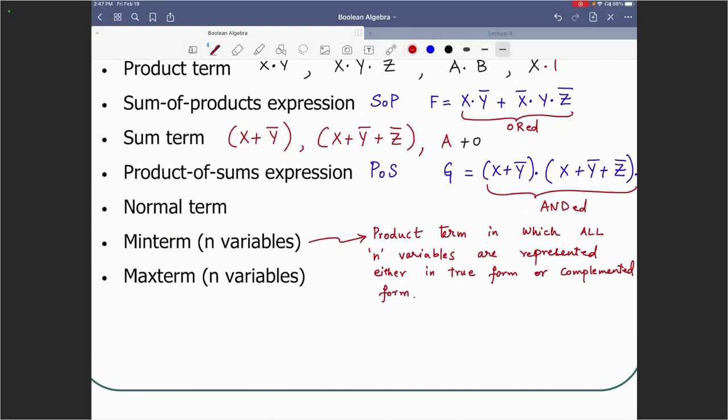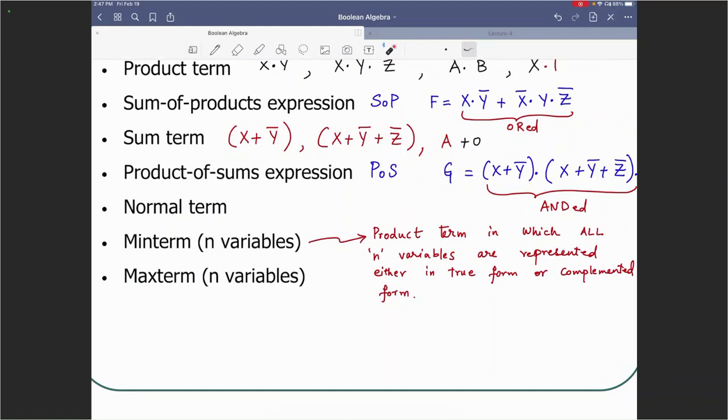So for CSoP, all terms are minterms. You got it. That's exactly how we are going to define it. We are going to say a canonical sum of products expression is a sum of minterms. That's it. All right, so it's a product term in which all n variables are represented, which also means that I need to know what are all the variables involved in my logic function, but they should be represented in true form or complemented form.